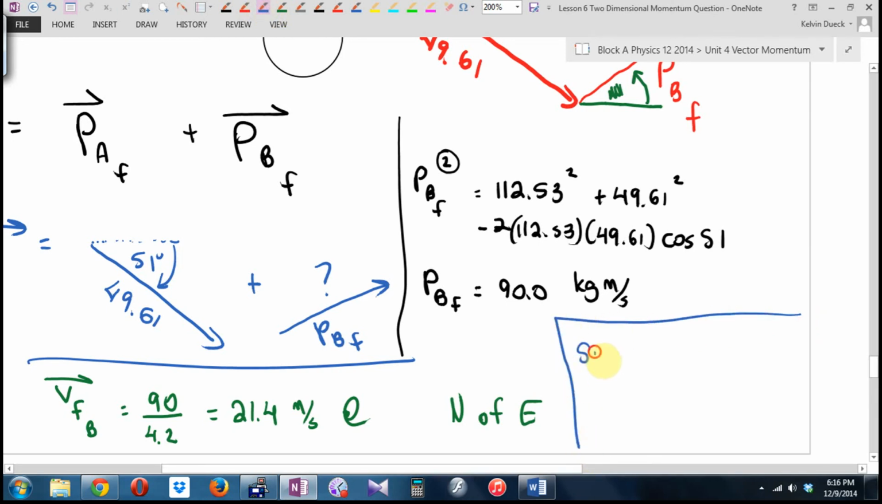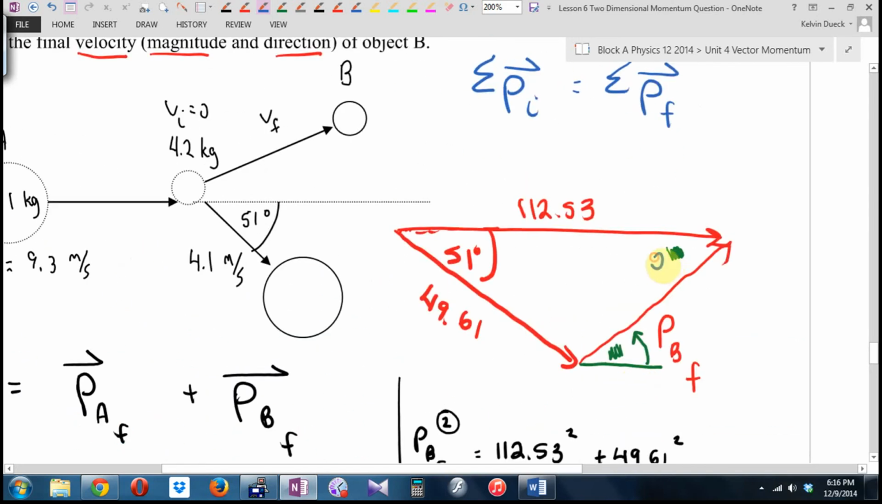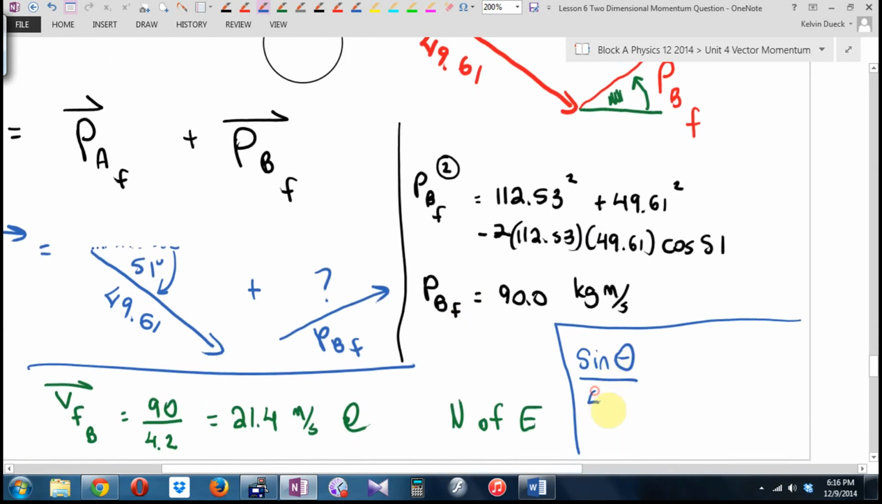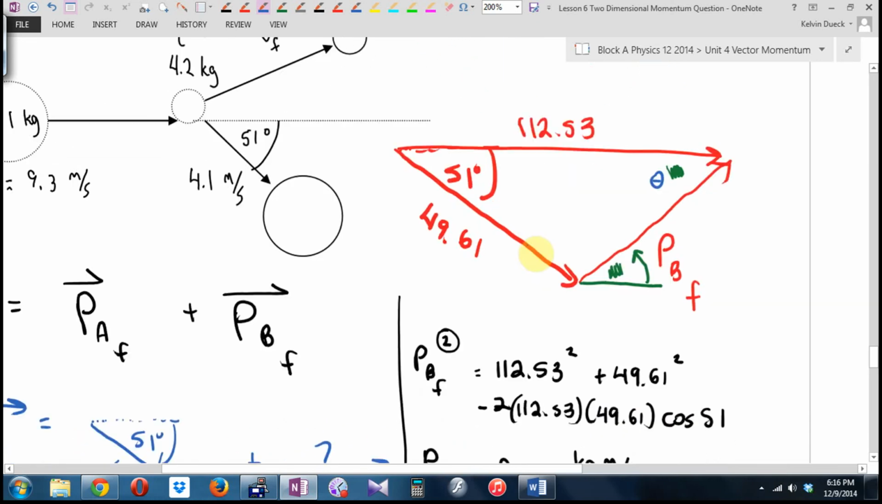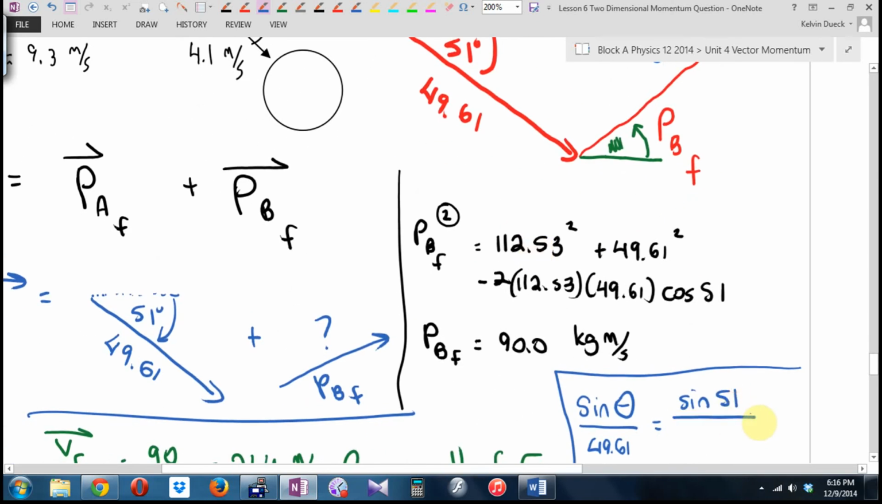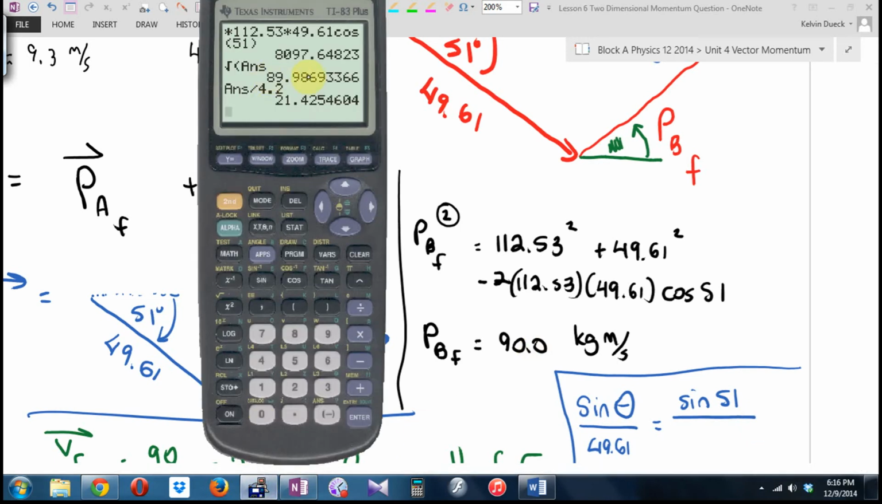What's the sine law? It says the sine of the mystery angle, theta, which is right there, divided by the side across from it, 49.61, equals the sine of the angle that I know, 51, divided by the side across from it. Now, I'm not going to use 90.0. I happen to still have this on my calculator. If you don't have it on your calculator, but you divided it by 4.2, if you go answer times 4.2, now you've got this number back. Hey, isn't that clever? Anyways, I'm going to write 89.987.